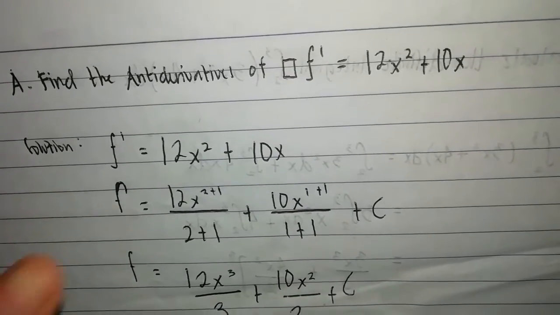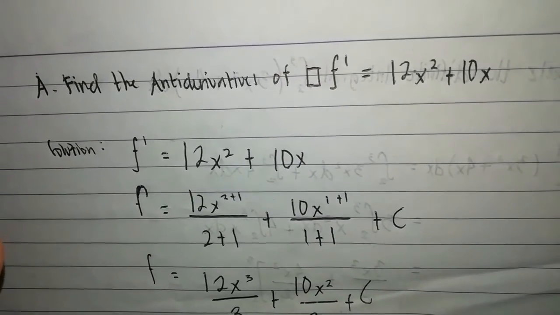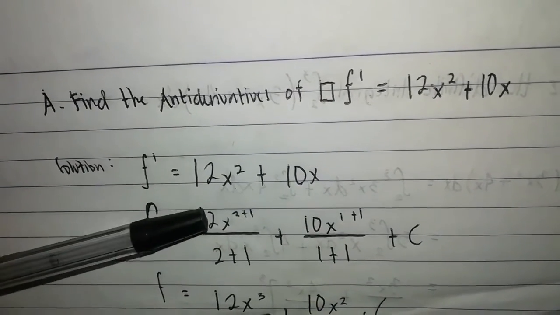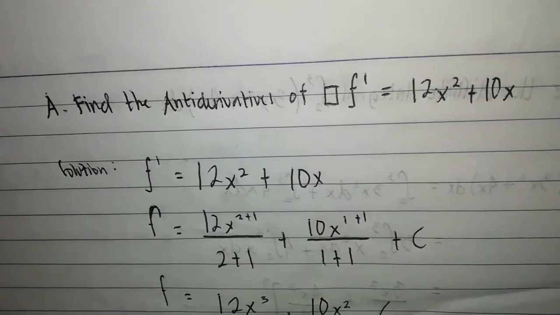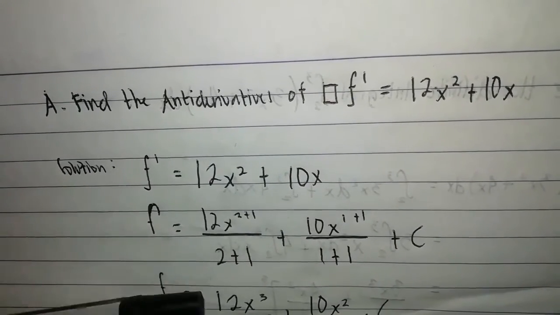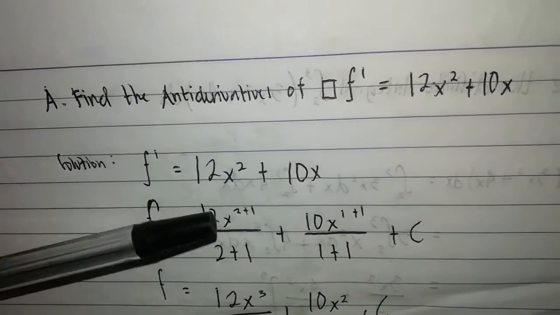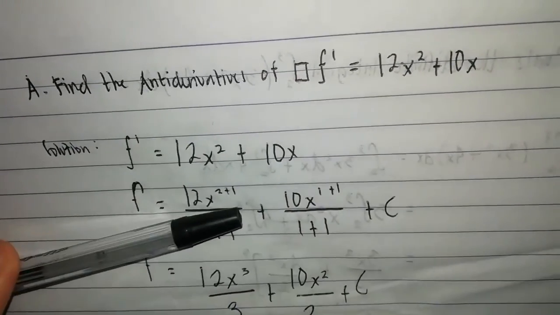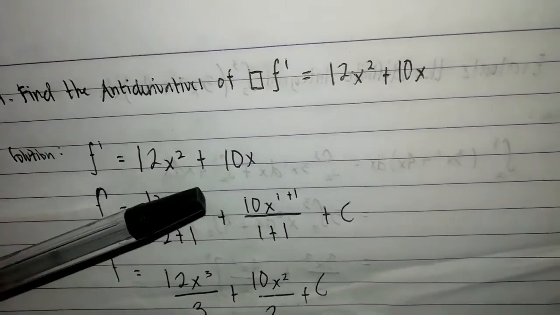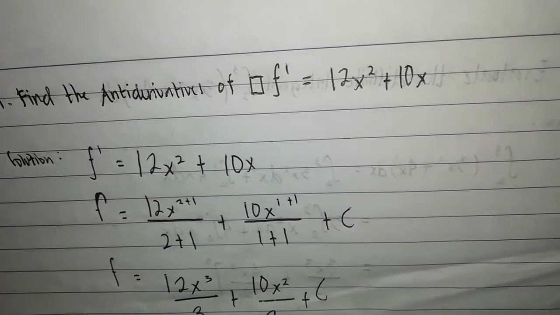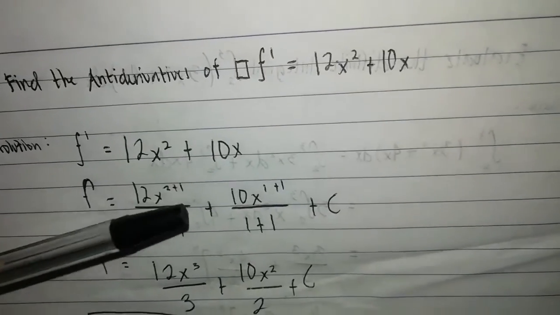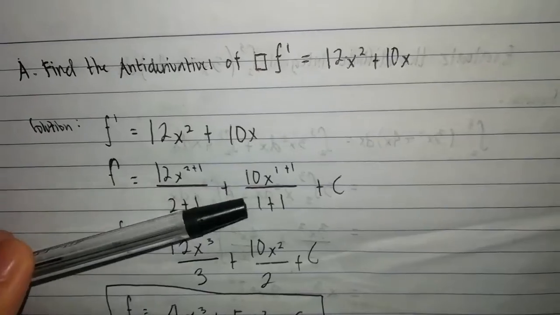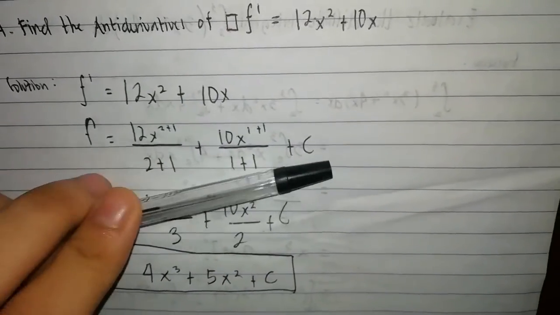The rule in antiderivatives is that we add 1 to the exponent. Okay? And then we also write the 2 plus 1 below the number. So 12x to the 2 plus 1, over 2 plus 1. And then for 10x, since it has only one exponent, we're going to add 1 to it. So 10x to the 1 plus 1, over 1 plus 1, plus c.